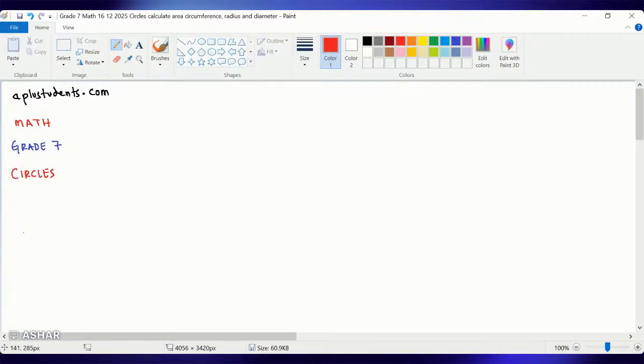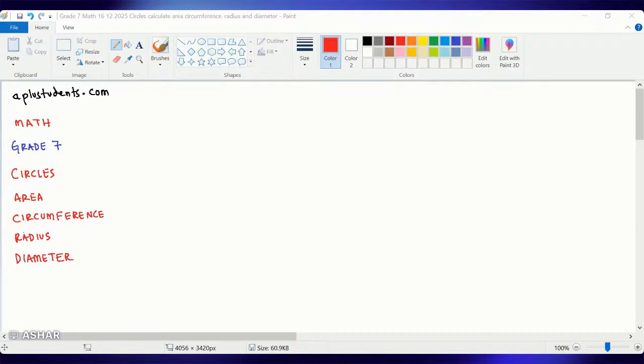Okay. We would be calculating area, circumference, radius, and the diameter. So these are the things that we would be studying in the circles, in the shape circle. So once you have logged in, let's start off with this.